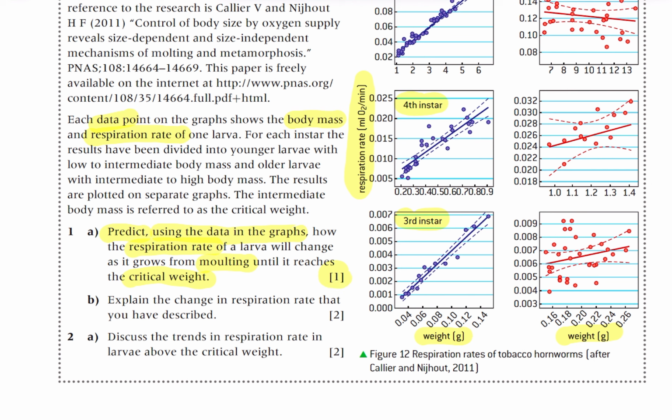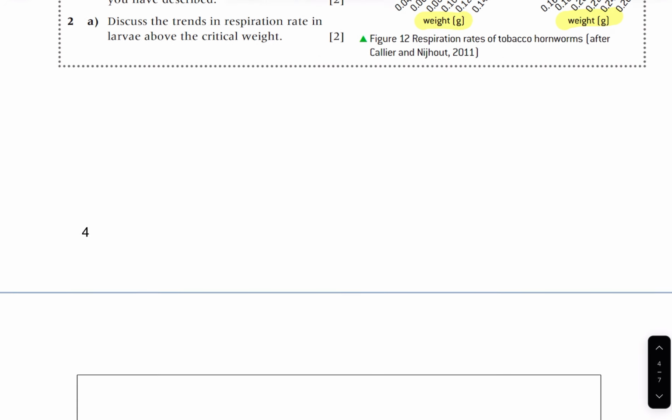Now this question is only 1 mark, while this could easily be a 2-mark question. Why? Because they are asking you to use the data and predict. Because it's just a 1-mark question, you can simply predict that the respiration rate is increasing. The weight increases from here to here, and respiration rate in all three is increasing. You can use any data point there.